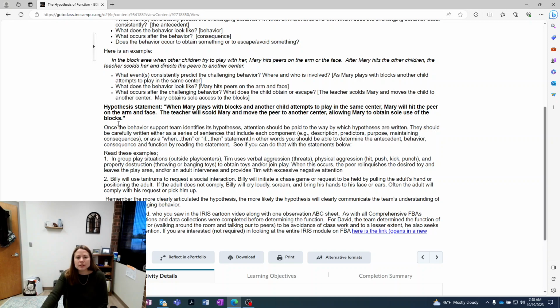So let's look at the hypothesis statement that I'm going to use in this functional behavior analysis, right? We answer these questions. Now I need to do my best guess of what's going on. So this is what I would write. When Mary plays with blocks and another child attempts to play in the same center, Mary will hit the peer on the arm and face. The teacher will scold Mary and move the peer to another center, allowing Mary to obtain sole use of the blocks. Okay, so here I would gather that Mary is trying to avoid or escape her peers.